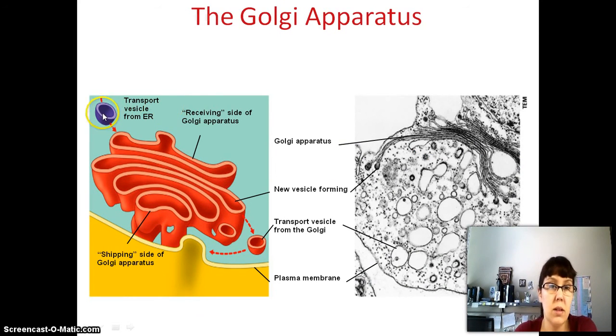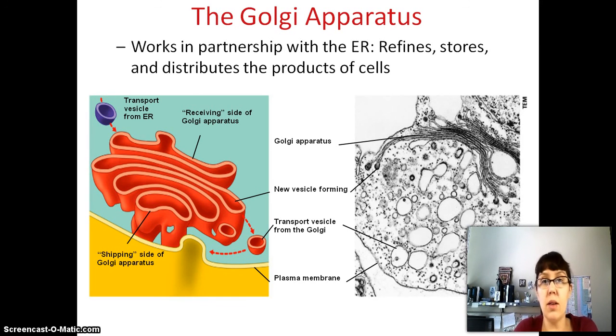Those little vesicles can then be taken to the Golgi apparatus, which then processes the proteins in more detail and can make transport vesicles that then are used to excrete compounds outside of the cell. So for example, in your digestive system, you need to secrete compounds into the lumen of your digestive system. So the Golgi apparatus works in partnership with the endoplasmic reticulum.